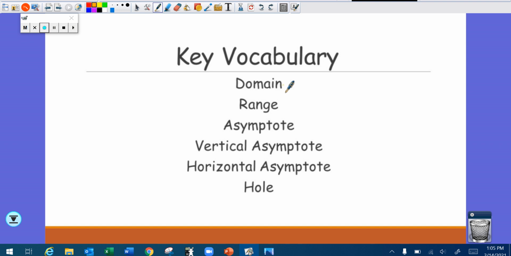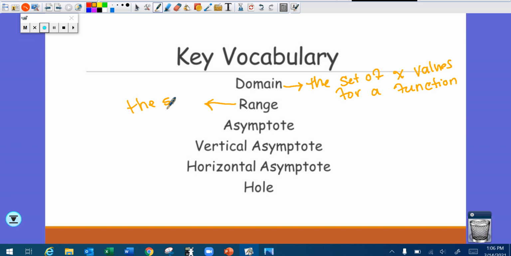Okay, so domain, you may have, well, I know you've heard this at least in the 9th grade, and it is the set of x values for a function. And I'll show you what I mean when we get to that. The range is the set of y values.